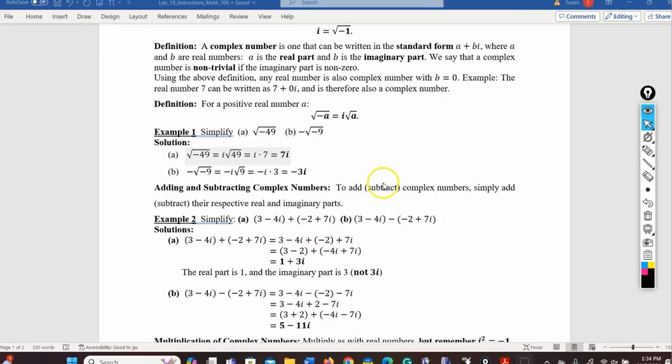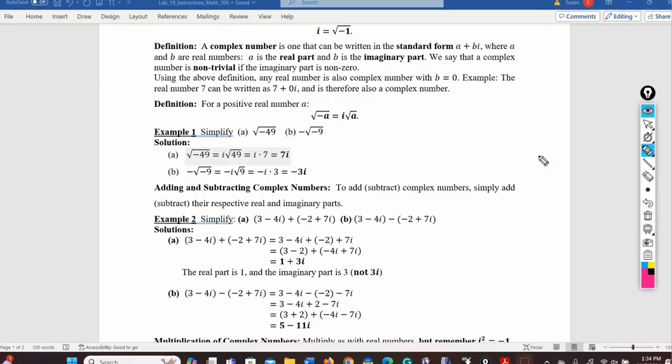So if we scroll down here, the biggest mistake people will make with this kind of thing right here is they'll say that the negative signs cancel, and they do not. That is a square root symbol. That's not a parenthesis.